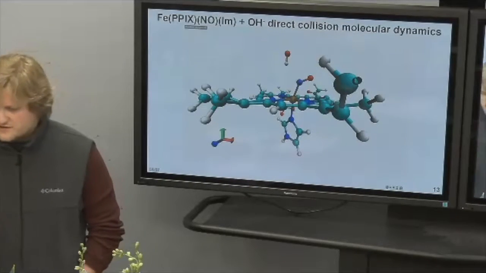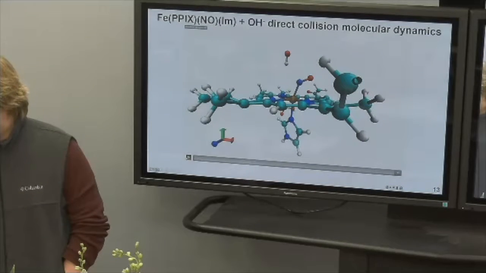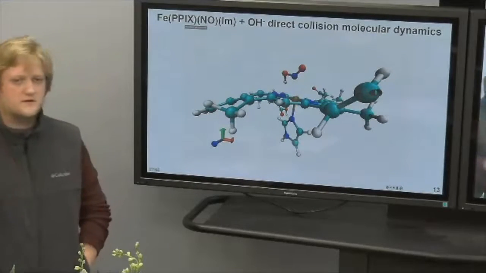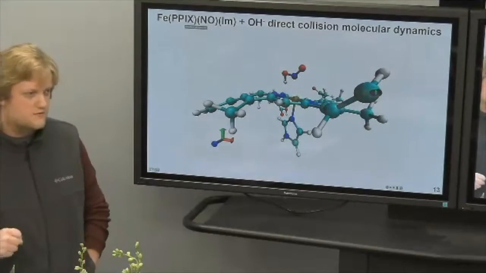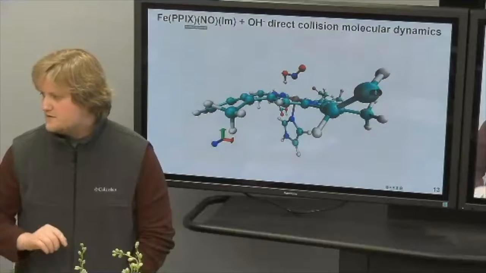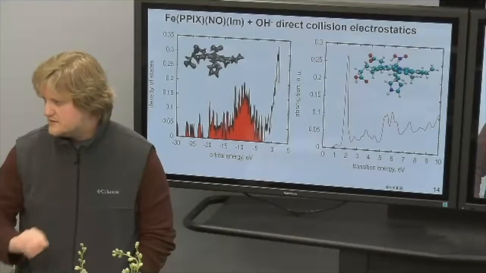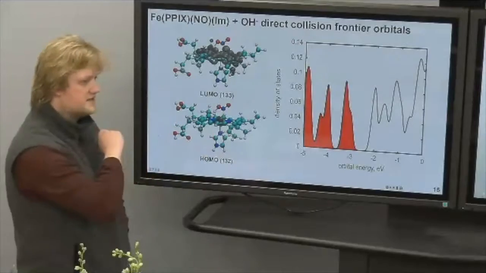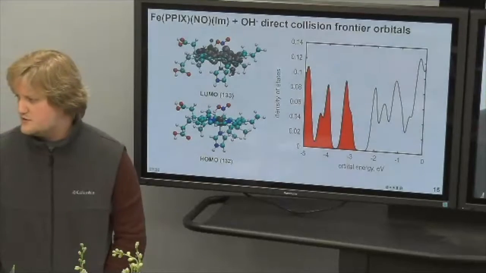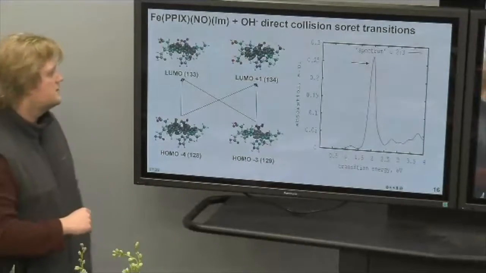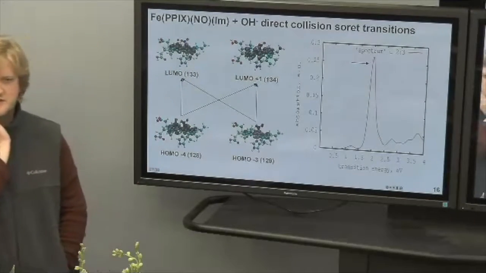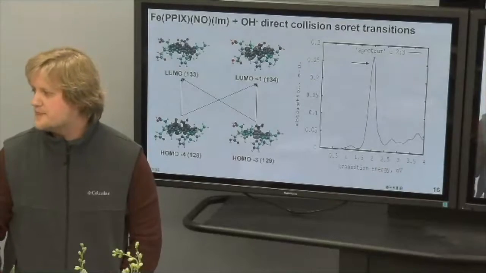Now, when we look at a molecular dynamic simulation where the hydroxide collides directly with the nitrosyl, we've noticed that we've not only connected, we've formed a bond, and it's dissociated from the iron. So we formed our nitrous acid. What does that look like electronically? Our HOMO has some charge density on the iron center, which is slightly different from what we've seen before. We have charge density now back on the porphyrin ring for our LUMO. More interestingly, if you recall, with our transitions, those LUMOs were partially localized on ligands. It's not anymore, it's back on the porphyrin ring.